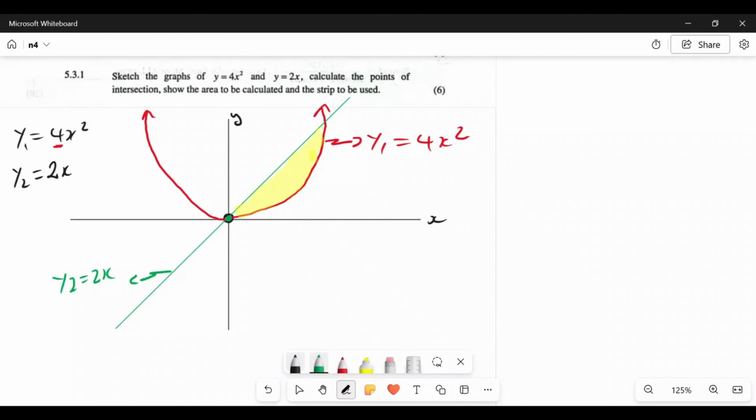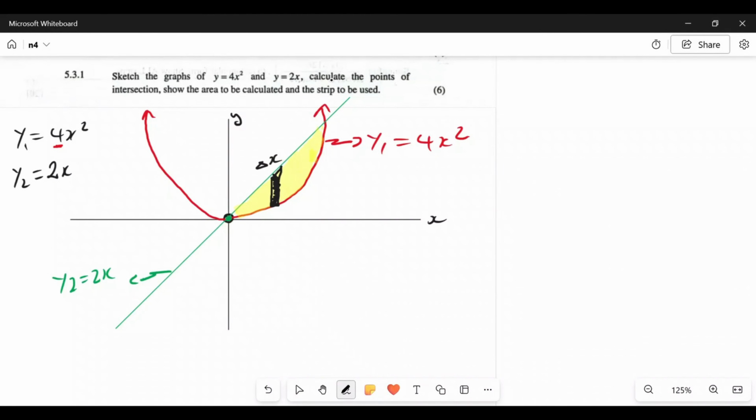Now, remember, they say we must show the representative strip. So the representative strip is supposed to be inside this area. So let me just put it here. You can put it anywhere as long as it's inside the area. Change in x. There we go. So this is exactly how they want us to draw or sketch our graph.